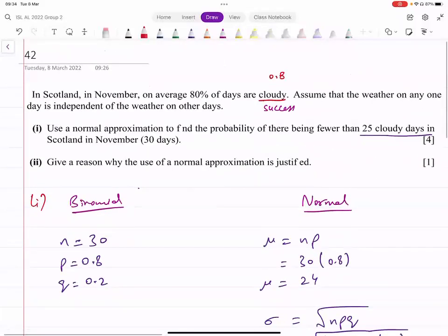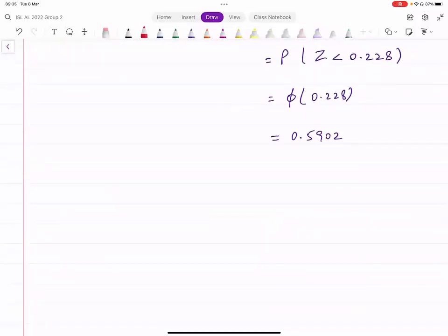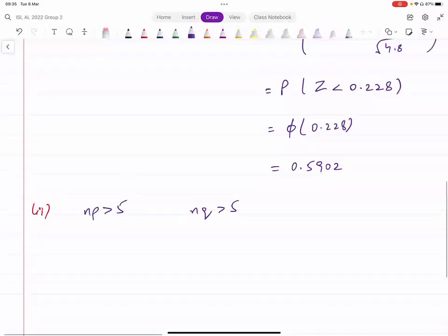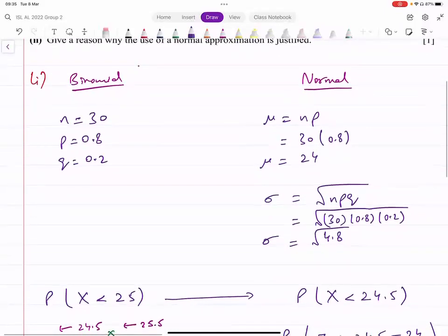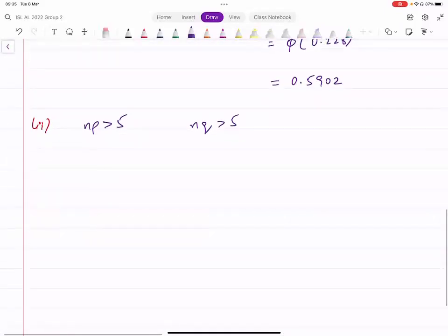Okay, let's look at the second part. The second part says give a reason why the use of a normal distribution is justified in this case. You have to justify this. So what are the conditions that we have for that? We've got two conditions. NP should be greater than 5 and NQ should be greater than 5. Both these conditions must be met. You can't just write this alone, because that's just a general statement. You'll have memorized this and written it there, but you'll not get marks for this. You'll have to check that for this particular example, by inputting the values of N, P and Q that you have.